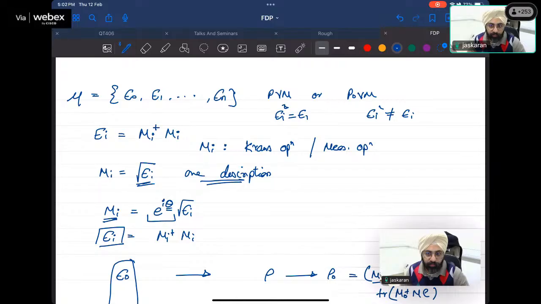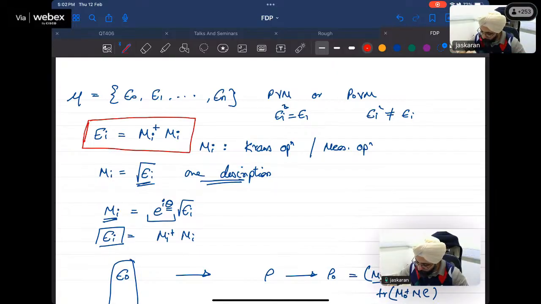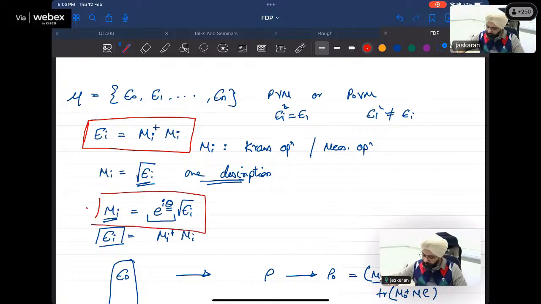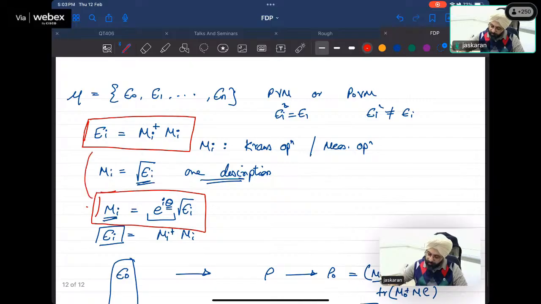What is Mi dagger? Mi dagger is some measurement operator, which we call a Kraus operator, such that this particular relation holds: Ei is equal to Mi dagger Mi. These Mi's are in general not Hermitian. There could be arbitrarily many descriptions of Mi which will give you the same capital Ei operator. As I mentioned, if you take this particular definition, then for many different values of theta, you can get the same Ei.